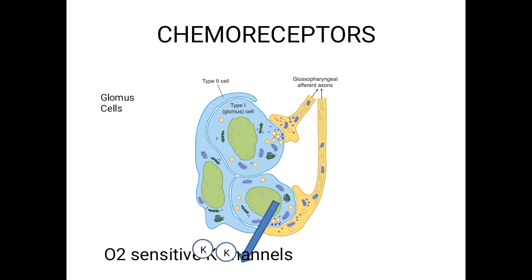Now simple, if O2 level reduces, what can happen? This channel will close, because they are O2 sensitive. So if the oxygen level decreases in the blood because of any reasons which we have discussed, that is hypoxia, we have learned in detail what the causes of hypoxia are. If there is a decrease in oxygen level in the blood, this channel will close. What will happen? Positive ions remain inside. Potassium cannot come out. That is called depolarization.